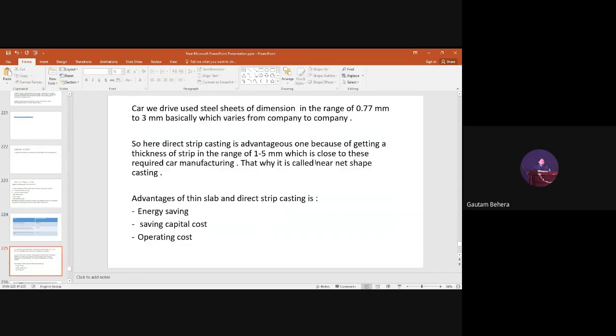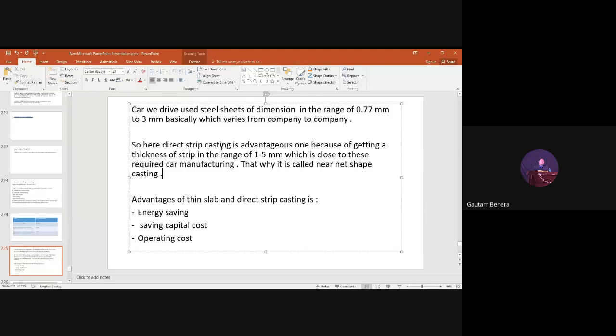And all the things I have explained is written over here. Car wheel drive use steel sheets of dimension in the range of 0.77 mm to 3 mm or 3.3 mm, like that. Basically, which varies from company to company. So here, direct strip casting is advantageous because of getting a strip thickness in the range of 1 to 5 mm, which is close to the required car manufacturing sheets. That's why it is called near net shape casting.